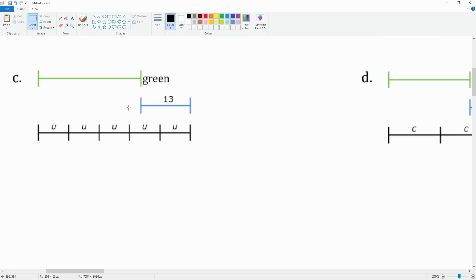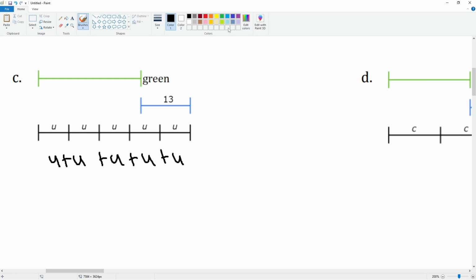We have the black lines here that are made up of U, U, U, U, U. Then we have the blue line. Then we have the green line. Well, we have a U here, and a U here, and a U here, and a U here, and a U here. So let's add them together. U plus U plus U plus U plus U.